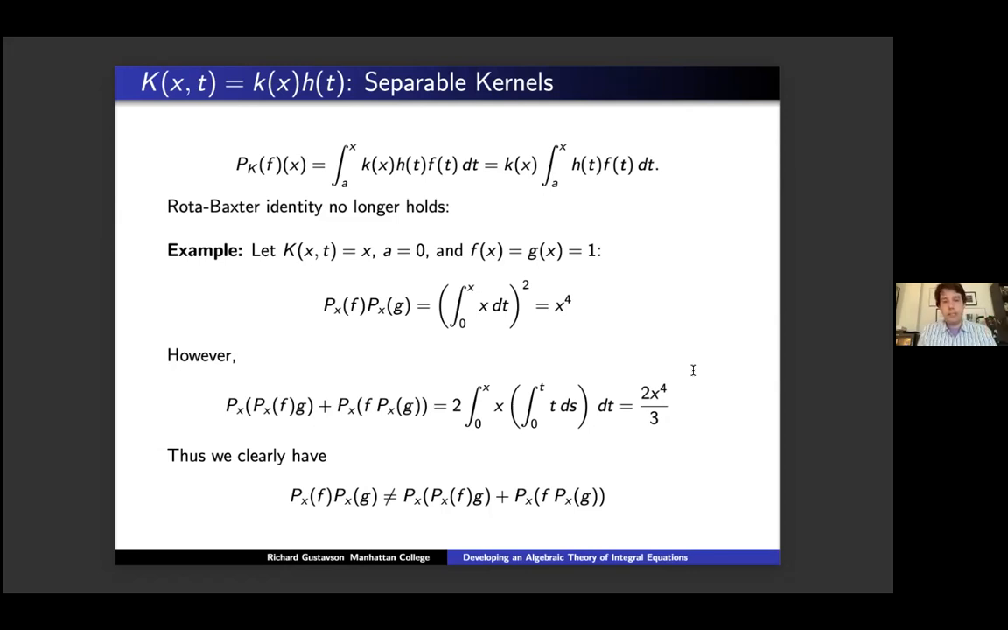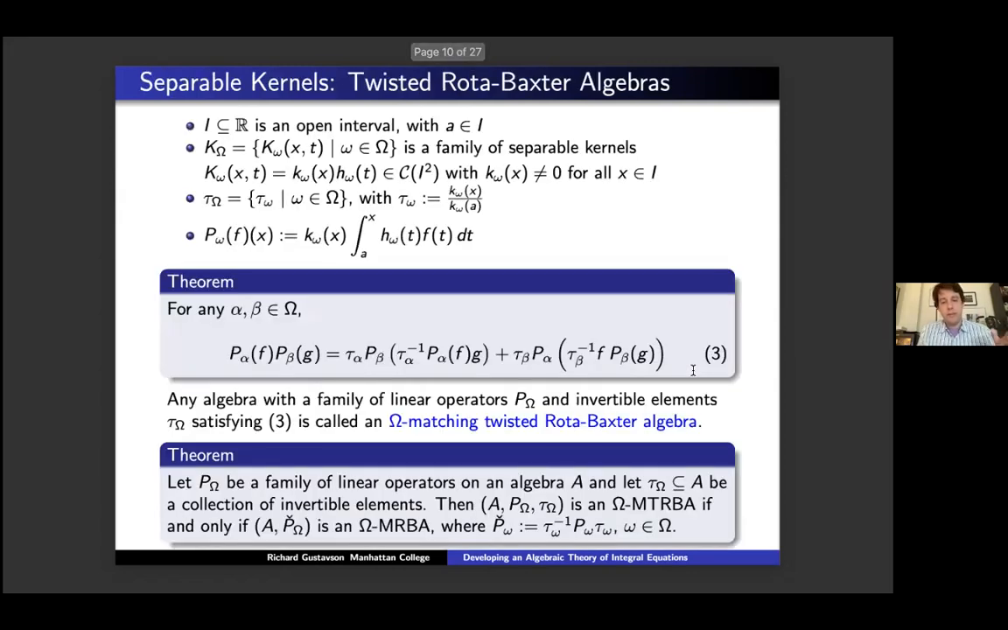In the separable case, though, we actually get something that's not quite different. It's a slight twist on the standard Rota-Baxter identity. And in fact, we call it a twisted Rota-Baxter identity.